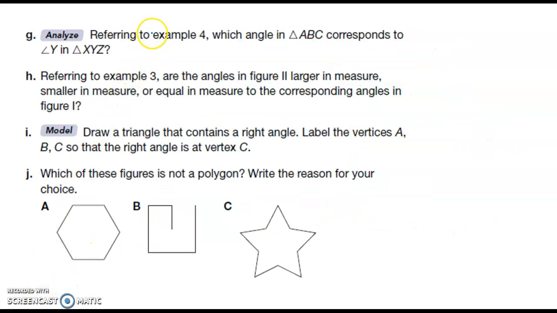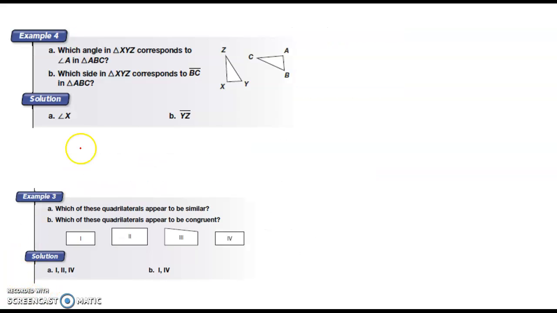Referring to example 4, which angle in ABC corresponds to X, Y, Z? Well, hold on a minute, let me grab example 4. On the next page I've copied and pasted example 4 and example 3. We're going to need both of them for G and H. These examples are in your book, so I just used a snipping tool to get them. G says, referring to example 4, which angle in ABC corresponds to angle Y in XYZ? So let's go to the next page.